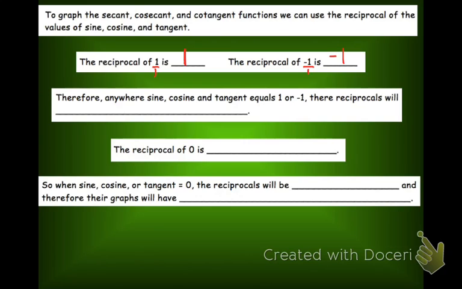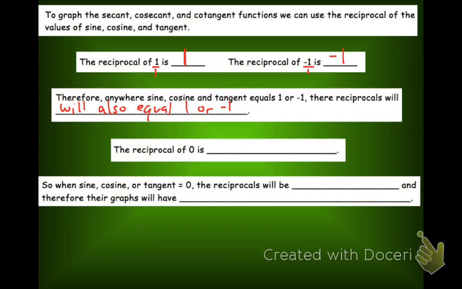So therefore, anywhere sine, cosine, and tangent equal 1 or negative 1, the reciprocals will also equal 1 or negative 1. So at those places, whenever it comes up to the top or gets down to the bottom, these graphs are going to stay the same right there. What's in between them is going to change though.